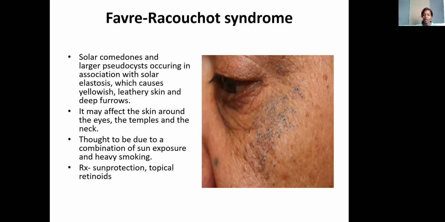So another condition to be aware of, now moving on to the adult age group, is Favre-Racouchot syndrome, where patients present with solar comedones and pseudocysts, which occur as a result of sun damage to the skin. Other than seeing these comedone-looking lesions, you'll see features of sun damage, such as solar elastosis, leathery skin, and deep furrows. Basically, the treatment here would be sun protection and topical retinoids. You can also consider things such as chemical peels, which would be beneficial, being both anti-aging and helpful with the comedones.